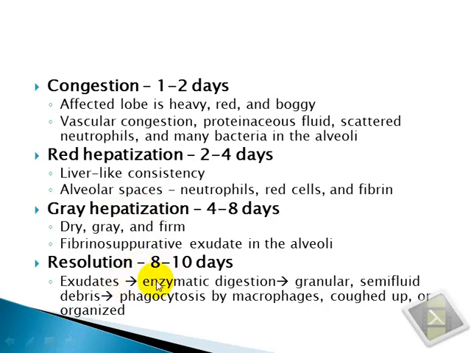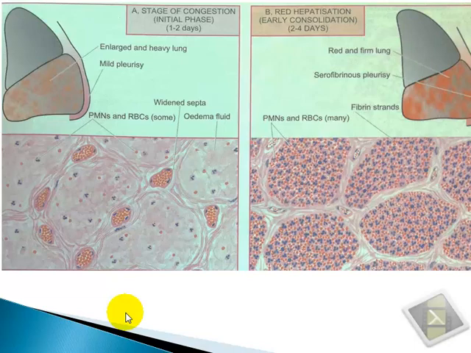The exudates will be digested enzymatically, and finally they will be degraded into granular semi-fluid debris, and they will either be phagocytosed by the macrophages, they may be coughed up, or they may get organized and stay there forever. Organization means they are healing, they have healed with formation of a scar. We'll see a diagrammatic representation of all these four stages.